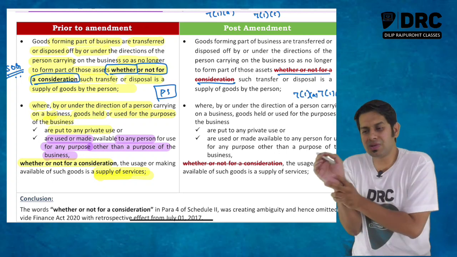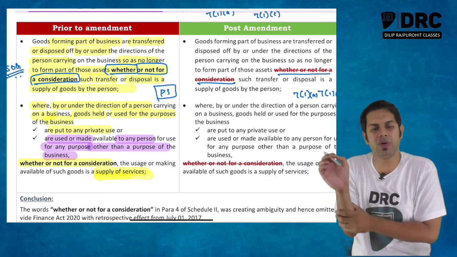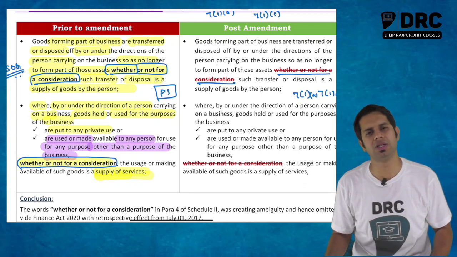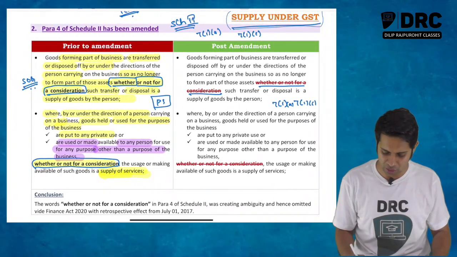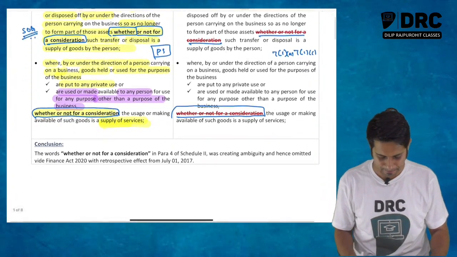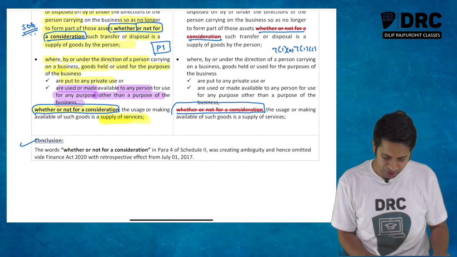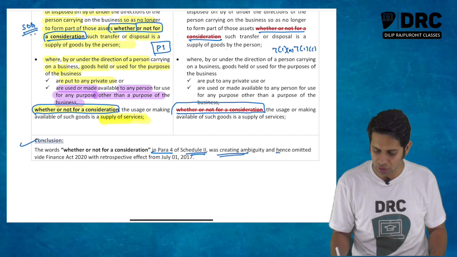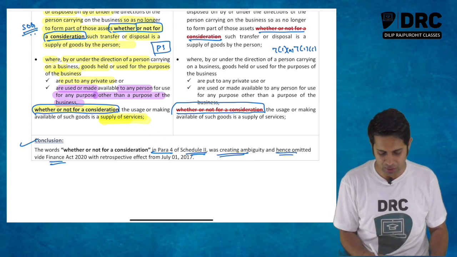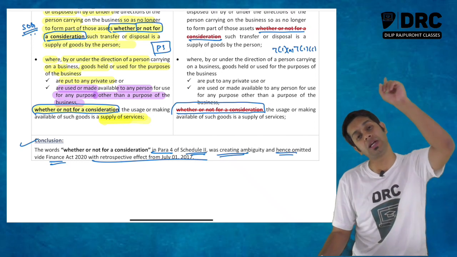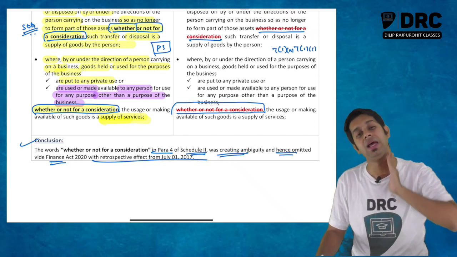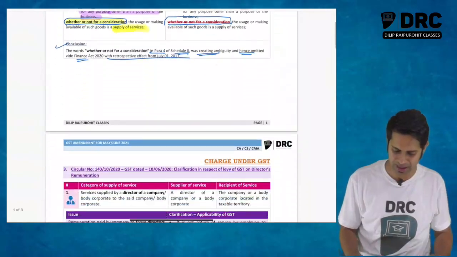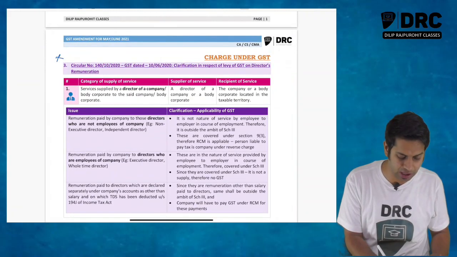What they have done is remove the words "whether for consideration or not," with consideration or without consideration. That is the only change they have done over here. Why, sir? Conclusion: the words "whether for consideration or not" in para 4 of Schedule 2 were creating ambiguity, hence omitted by the Finance Act 2020 with retrospective effect, and this amendment is retrospective from 1st July 2017. You should read it as if this phrase was never there. Anyway, small amendment. This is a beautiful amendment, very important amendment.